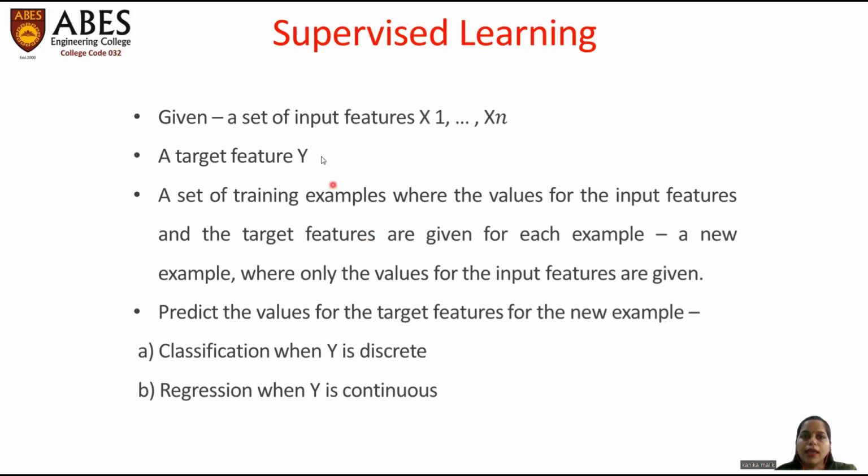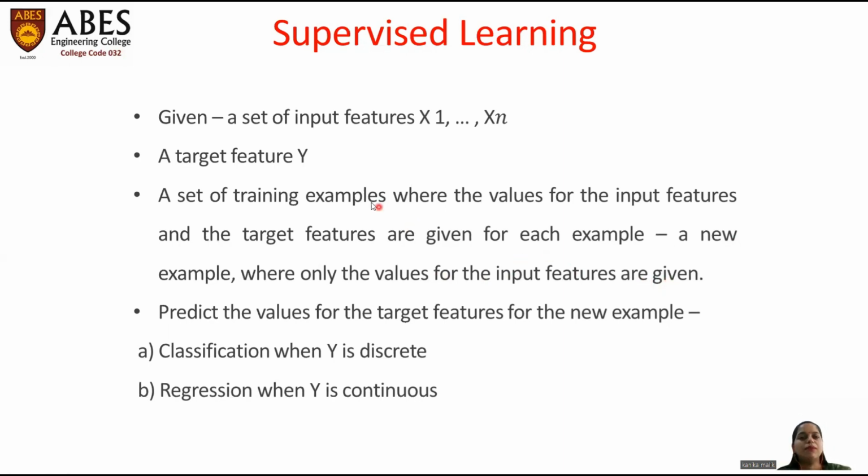In supervised learning, we have been given some set of input features denoted by capital X, so x1 to xn are the different instance values of input values. Now we want to find out the target value, that would be depicted as capital Y. Then what is given? A set of training examples where the values for the input features and the target features are given for each example. And we have to find a new example where only the values for the input features are given.